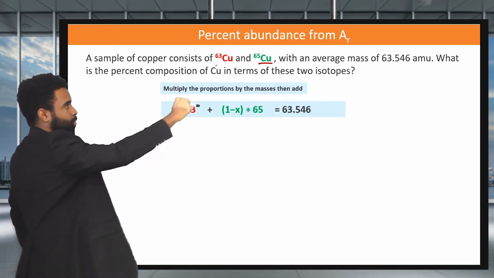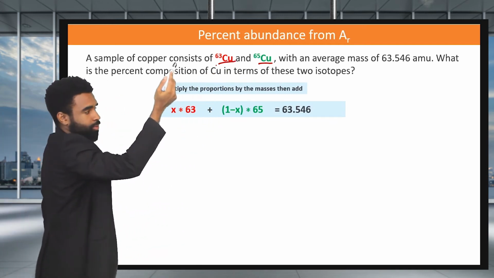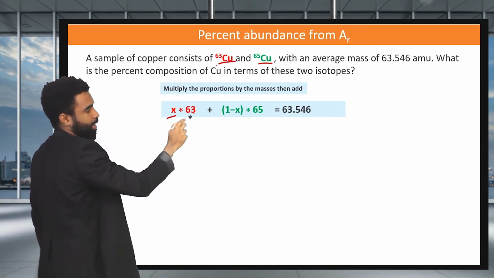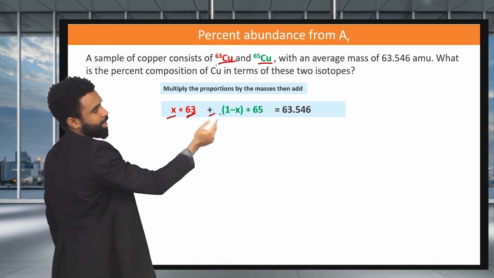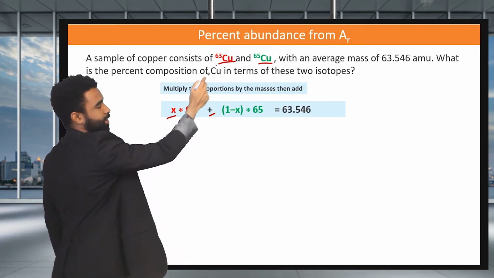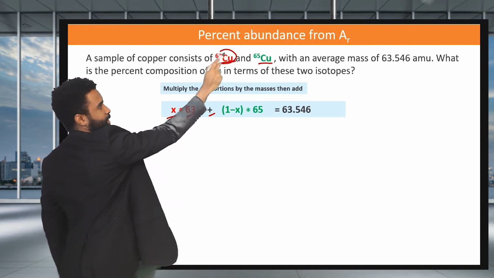So here we have, what is the proportion of copper? Well, we don't know. We just call it x. And we multiply that by the mass number. What proportion is copper 65? Sorry, I said what proportion is copper. I meant what proportion is copper 63.